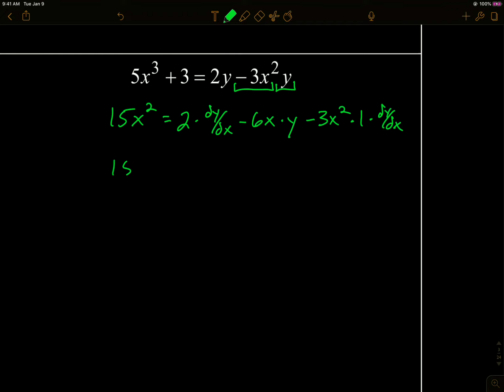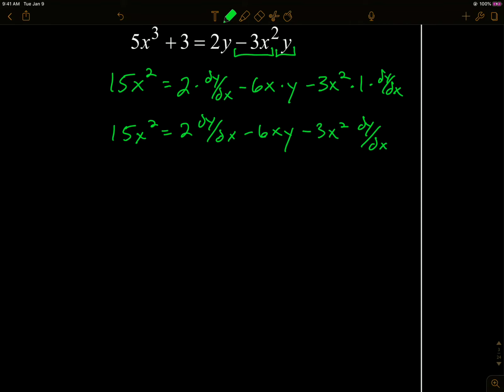So I've got 15x squared equals 2 dy/dx minus 6xy minus 3x squared dy/dx. Gather your dy/dx's and use your solving techniques to solve for dy/dx as if it was a variable. You can pause the video and do that now. You should arrive at 15x squared plus 6xy all over 2 minus 3x squared.